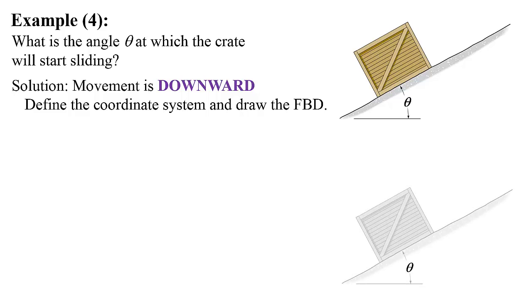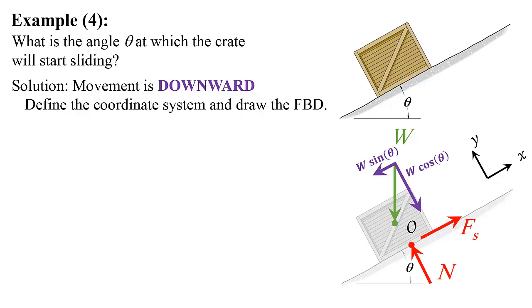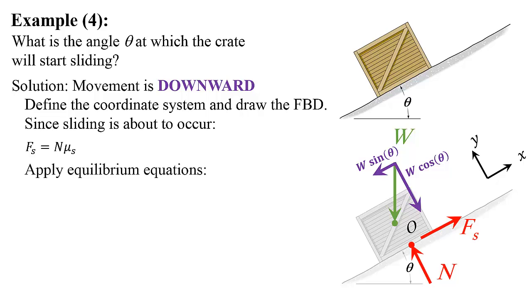This is the problem. This is my coordinate system. Now this is my free body diagram. Since the movement is going to be downward, Fs should go upward, and W is always pointing down. Remember, no P in this case. So now I have to resolve W into two components, as shown. Then, since movement is about to occur, Fs equals n mu s, and now I can apply the equilibrium equations.